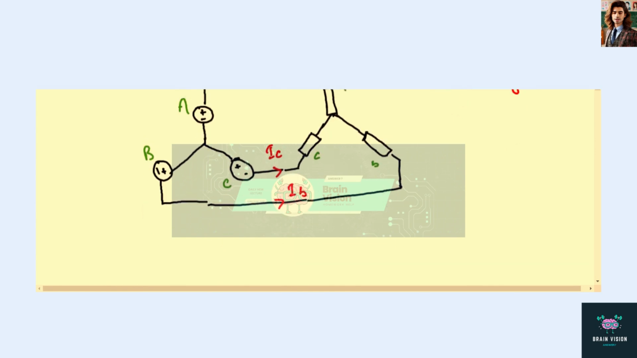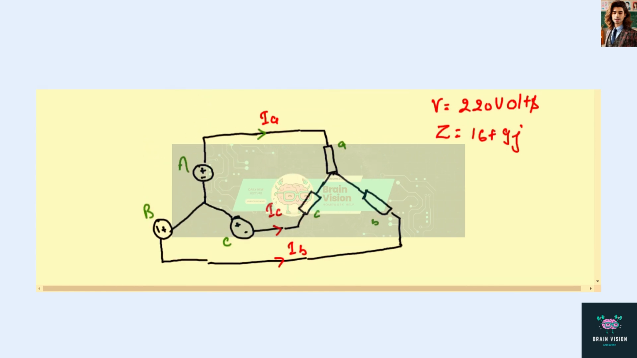In this problem, we are given a Y connected source in three phase, which is balanced. Another thing is the load, which is also balanced and Y connected. The voltage is given as 220 volts, and the impedance is 16 plus 9j. So first of all, understand what data is given to us.